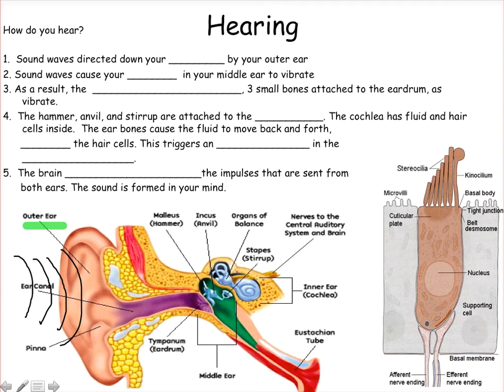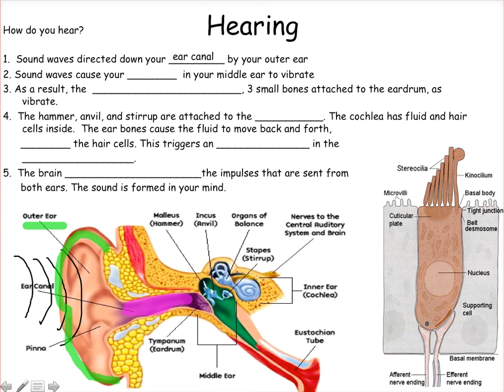Okay, so your outer ear is the part that we see on the outside. That structure is there to collect the sound waves and pass them to your ear canal. Your ear canal is what's shown in the diagram here. It's a tunnel or passageway that leads to the inside of your head, essentially.